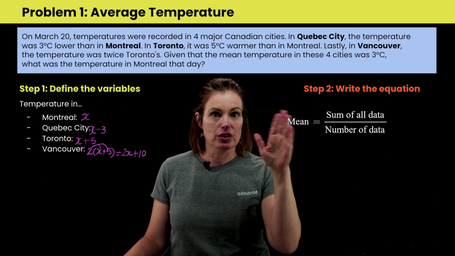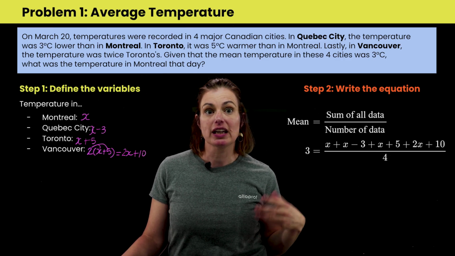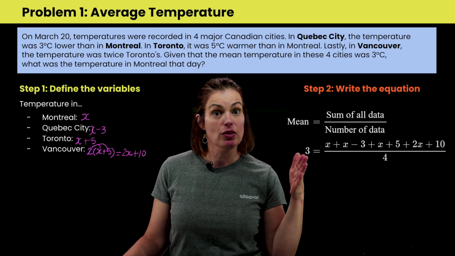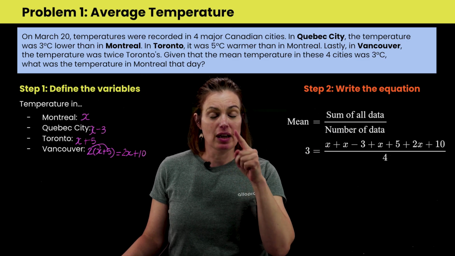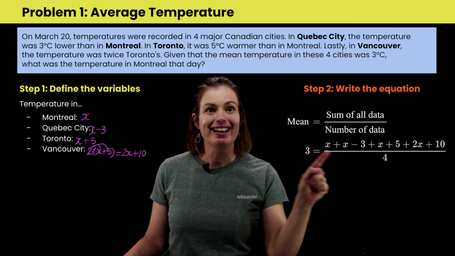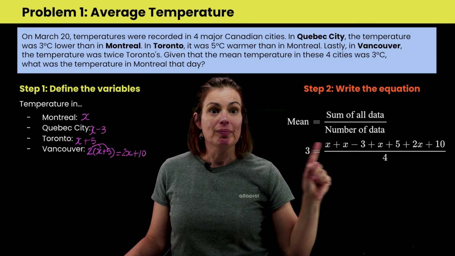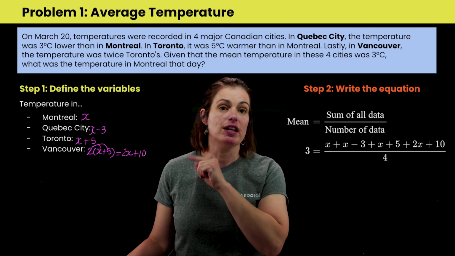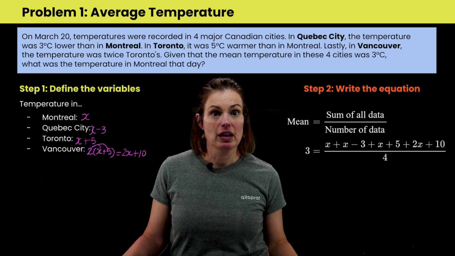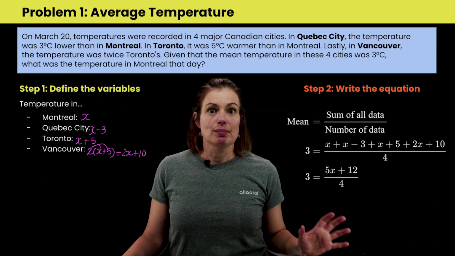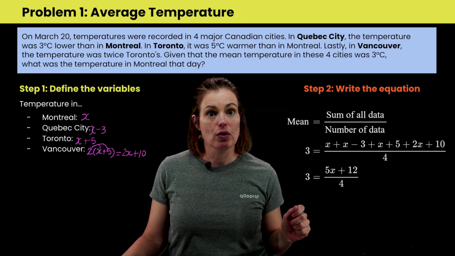And that, of course, equals the left side here, which is the mean, and that is given in the problem. What that looks like is this right here. I have the mean 3, or the average 3, is equal to the x for Montreal, the x minus 3 for Quebec City, the x plus 5 for Toronto, and the 2x plus 10 for Vancouver. So add those all up, and then I divide them by the 4 data values. And I get this simplified algebraic equation, which is 3 is equal to 5x plus 12 over 4.